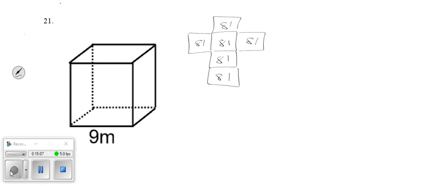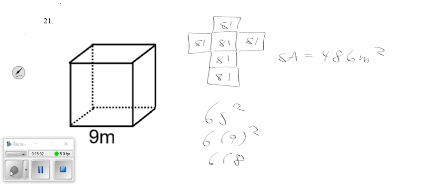What's 80 times 5? Or 80 times 6, sorry. 480, correct? Plus 6 more means when you add them all together, you get 486 square meters as your surface area. As a formula, one face is side squared. All 6 of them is 6 sides squared. So 6 multiplied by 9 squared. 6 multiplied by, don't say 18, it's 81. And your answer is 486 square meters.